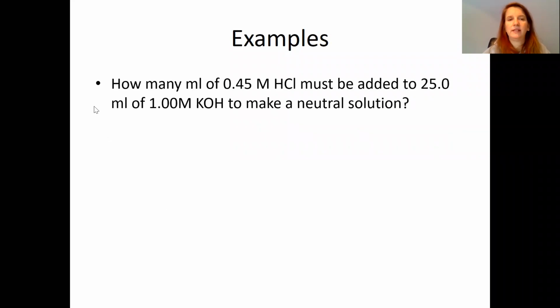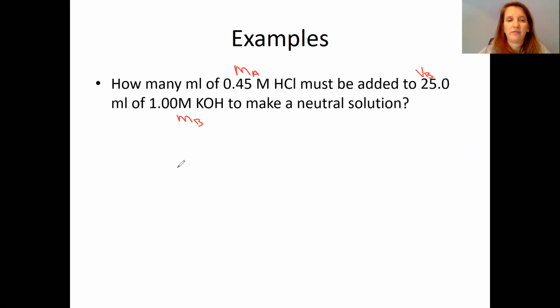So again, how many milliliters of 0.4 molar hydrochloric acid have to be added to 25 milliliters of a 1 molar solution of a base? So this is the molarity of our acid. This is the volume of the base. You have to make sure you read carefully. Just because it's the first volume that's listed doesn't mean it goes with the HCl. It goes with the KOH. And this is the molarity of our base.